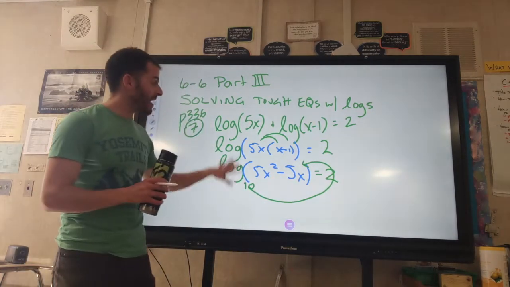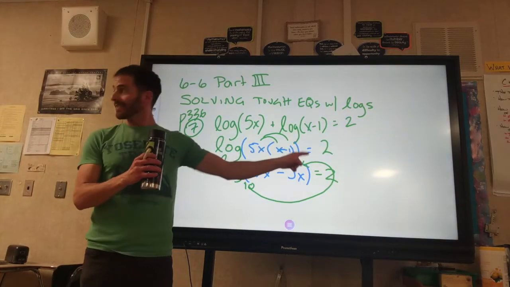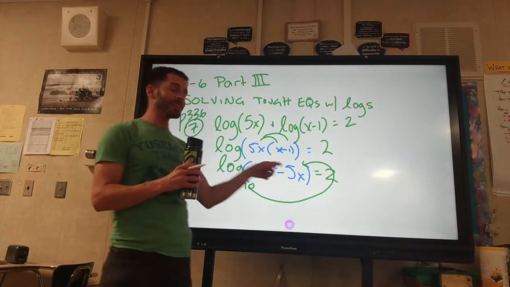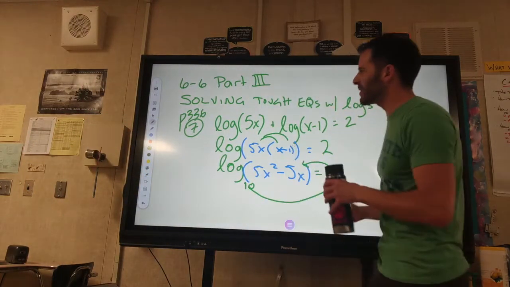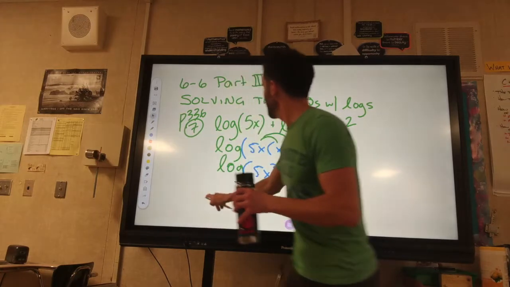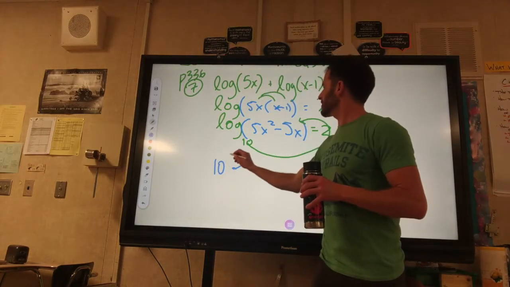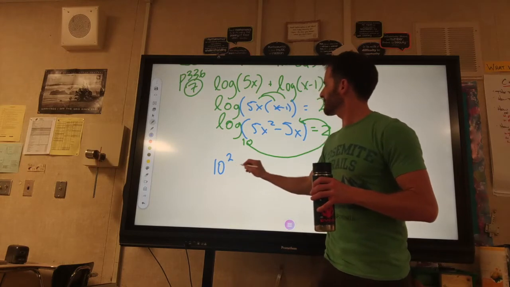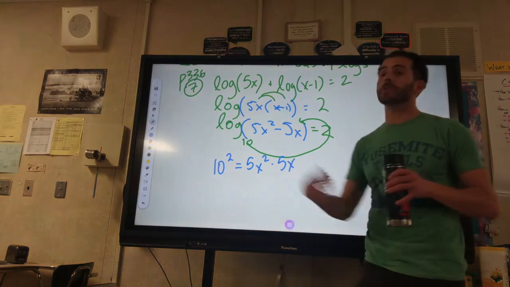So, base 10, and now we can swoosh. So, 10 squared equals 5x squared minus 5x. 100. Of course it equals 100, but we're not there yet. All right, so 10 squared equals 5x squared minus 5x. So 10 squared is 100.